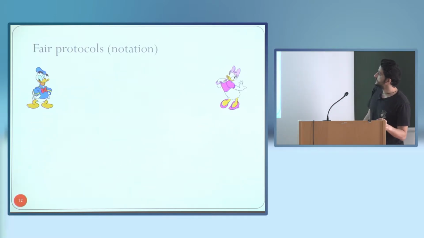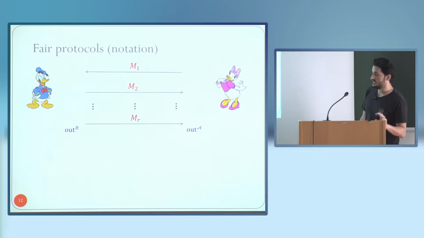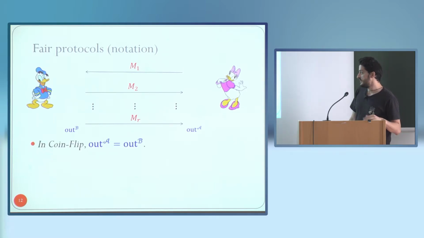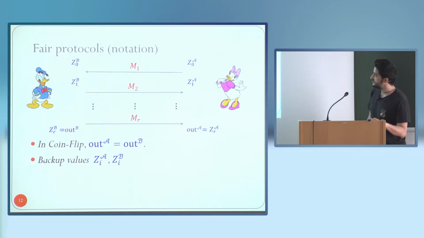So first, some notation, fair protocol. A fair protocol is a normal-looking protocol. Parties exchange messages one after the other. At the end, they compute some output. So in a coin flip, these two outputs are the same and are equal. But contrary to unfair protocols, these kinds of protocols have backup values. These backup values are prescribed outputs in case one of the parties aborts prematurely.